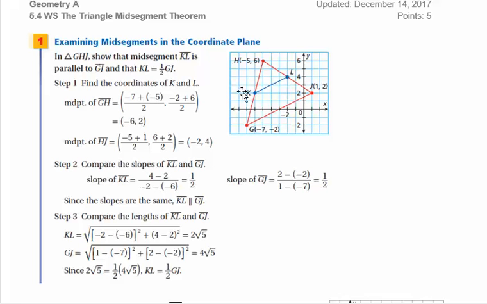And then they found the slope of KL. So the slope of KL is going to be exactly the same as the slope of GJ. So it's parallel to the side that it is not touching. So these two sides will be parallel, meaning they have the exact same slope. And then we use the distance formula to find the length of KL and the length of GJ. And when you find those lengths, you're going to find that one of them is half as big as the other one. So 2 square root of 5 is what KL was, and 4 square root of 5 is what GJ was, which shows that the mid-segment is half as long as the side opposite.